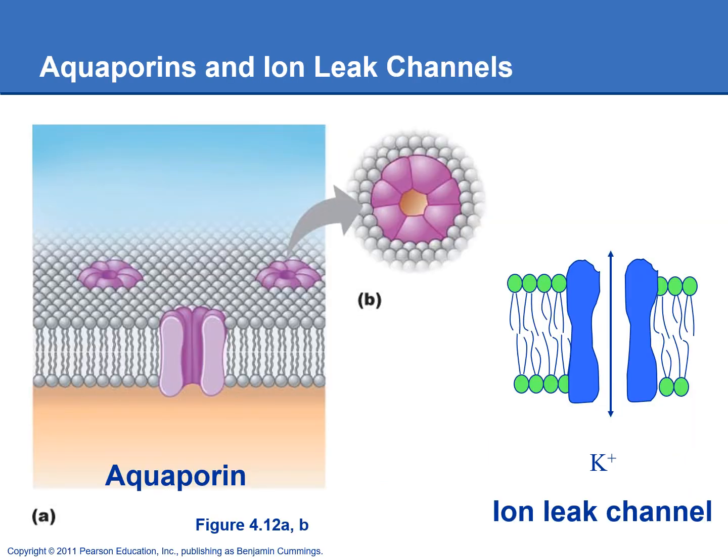Here's a picture of an aquaporin on the left. So this will be used to transport water across the membrane. And this is going to be much faster than the water doing simple diffusion without using the channel protein on its own. And we also have an ion leak channel on the right. And these are open all the time. There's no gate on these. And so they're always leaking.